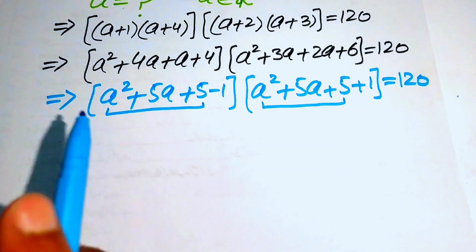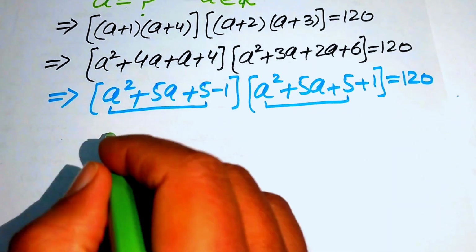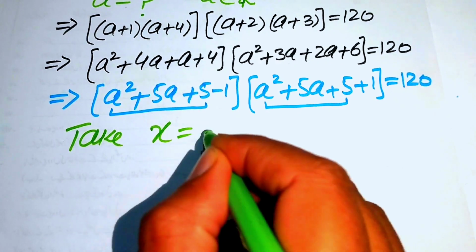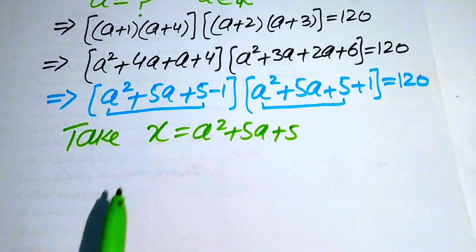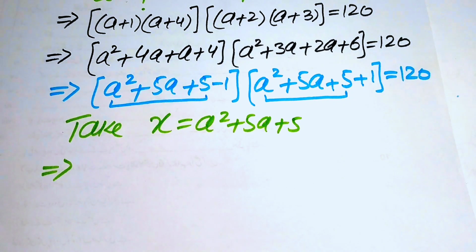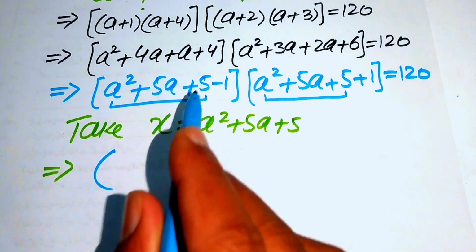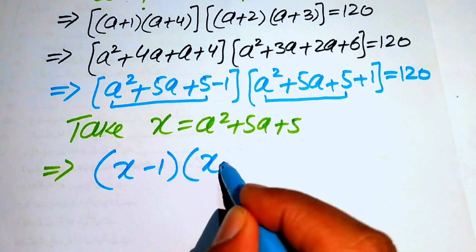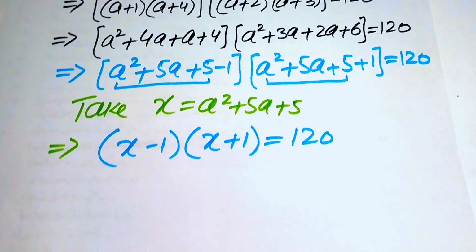So here we take a square plus 5a plus 5 equals x. When we take x equals a square plus 5a plus 5, the above two factors become in this form: x minus 1, and this becomes x plus 1, and this whole equals 120.